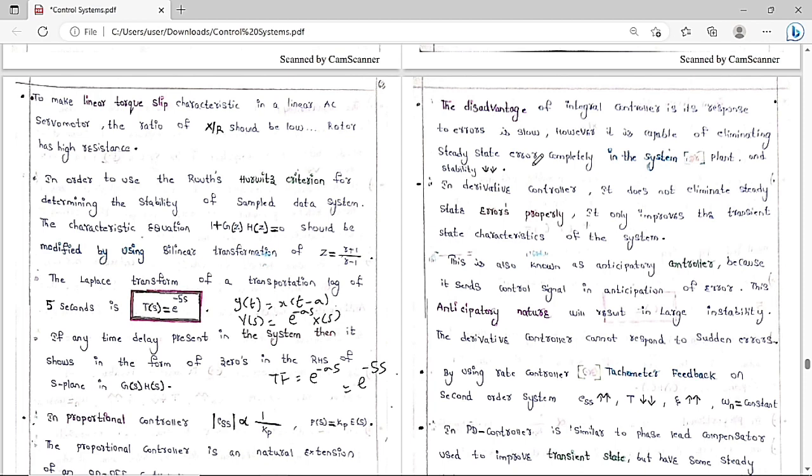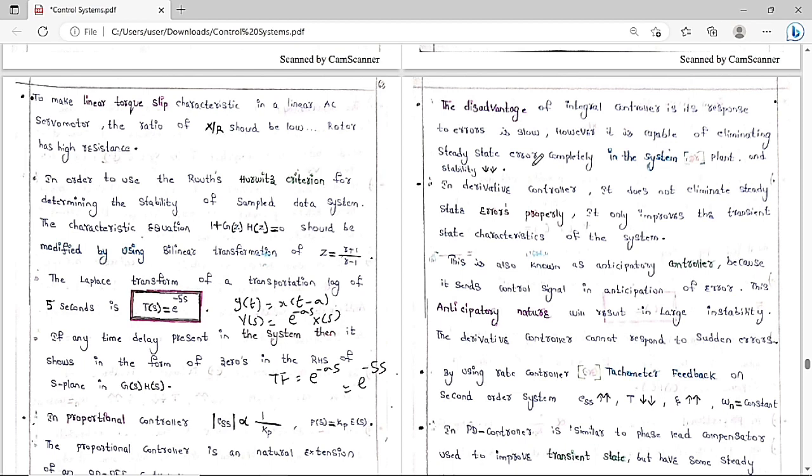So finally I can say the disadvantage of the integral controller is its response to error is very slow, means the rise time is very large. However, it is capable of eliminating the steady state error completely in the system or plant, means the steady state error is equal to 0, and the stability is going to decrease because of more poles. So therefore the root locus is going to shift to the right half of the s plane, and therefore the stability will decrease.